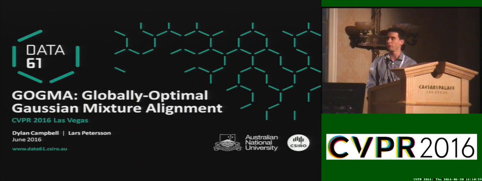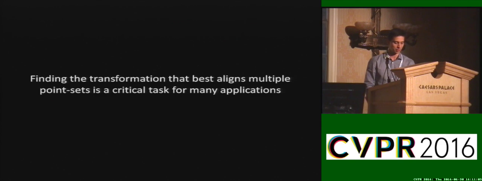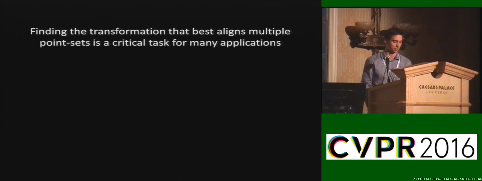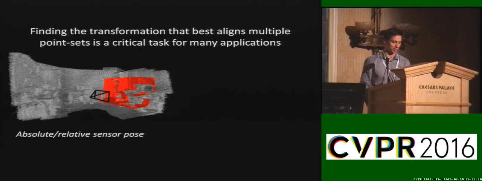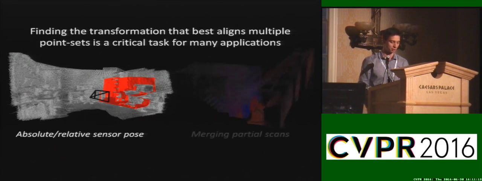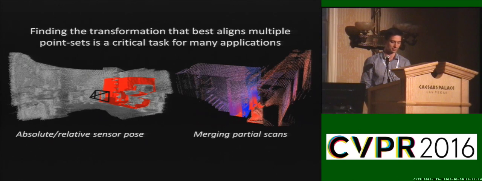I'll be presenting an overview of GOGMA, Globally Optimal Gaussian Mixture Alignment. So finding the transformations that best align multiple point sets is a critical task for many applications, such as finding absolute or relative sensor pose, or merging partial scans.